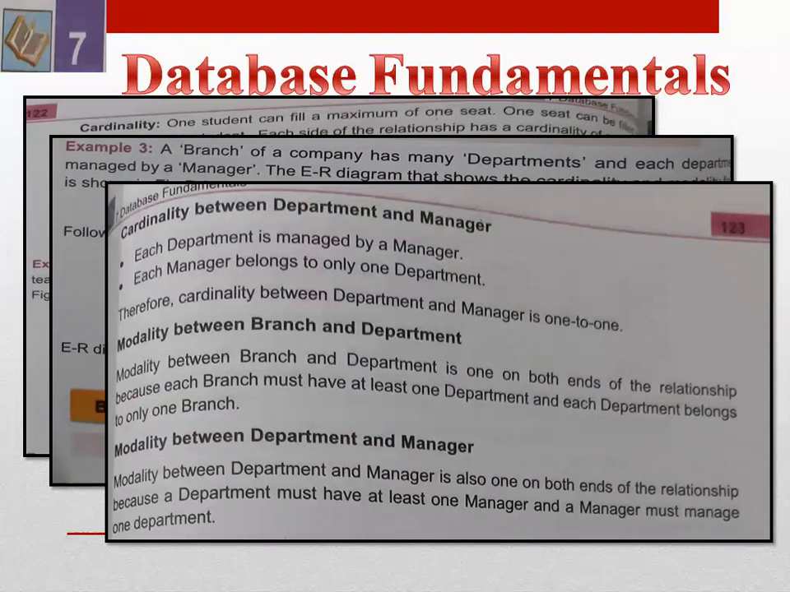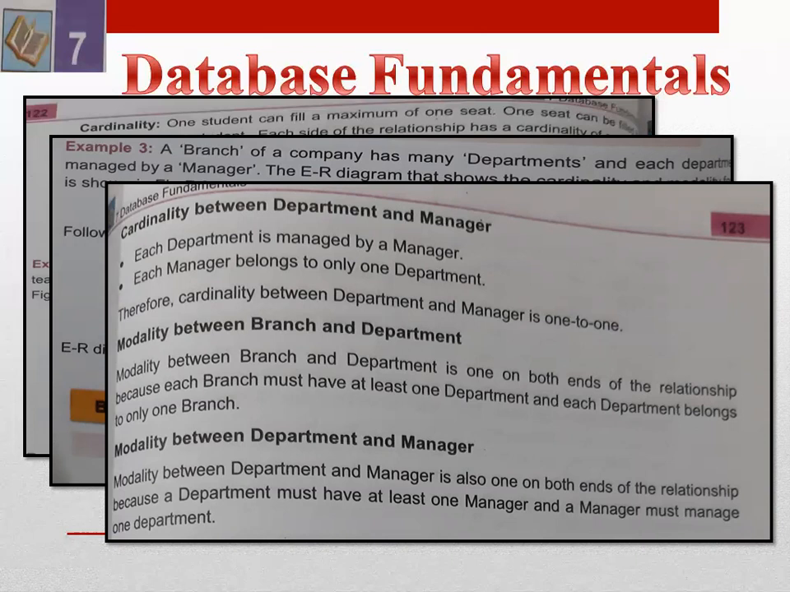The next example is: a branch of a company has many departments, and each department is managed by a manager. The ER diagram that shows the cardinality and modality for this, you can view on your screen here.